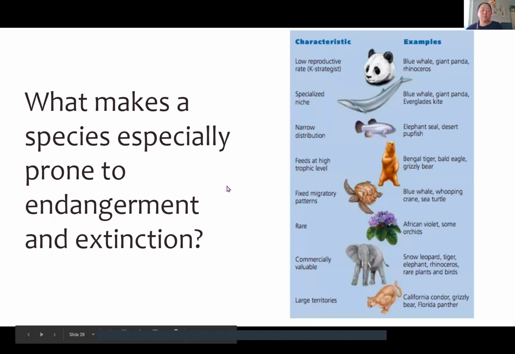Okay, so what is it exactly that makes a species prone to endangerment and extinction? We know from before, we talked about K strategists. We can see here some examples of animals. Pandas are K strategists. Remember, r strategists usually have an advantage in this. Specialized niche, which means they're not a generalist species. Narrow distribution. Feeds on a high trophic level, which means they're an apex predator. All of these things make them prone to endangerment and extinction.